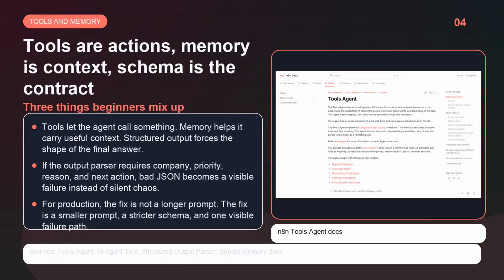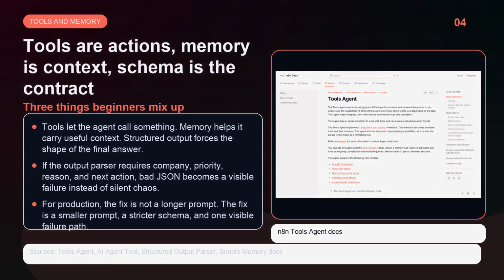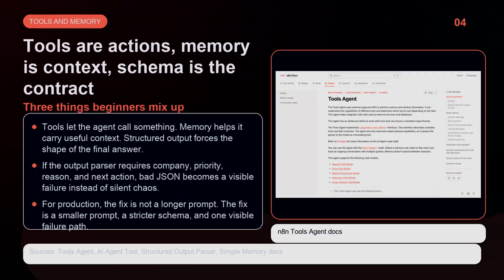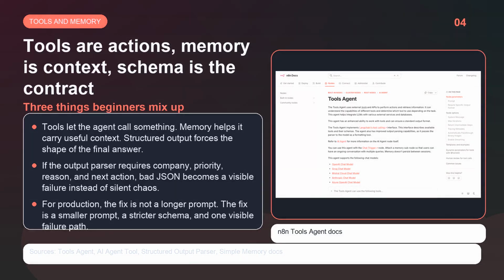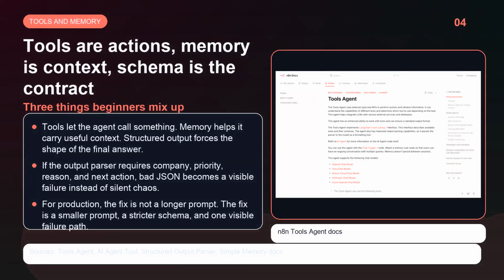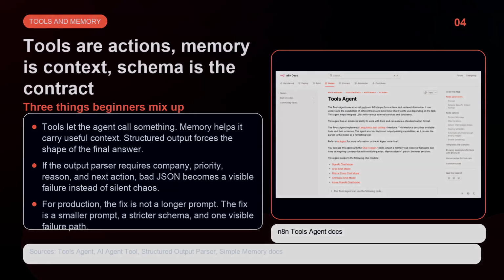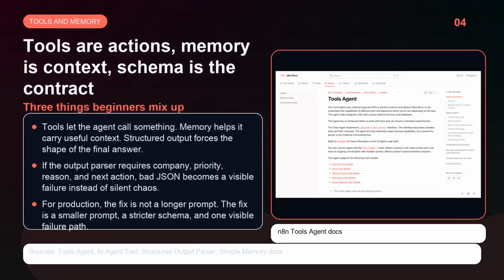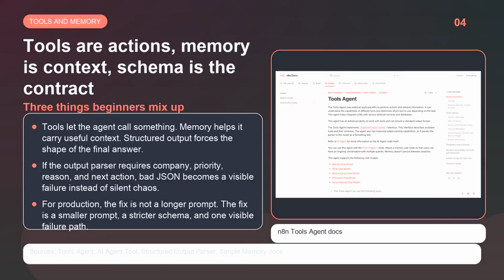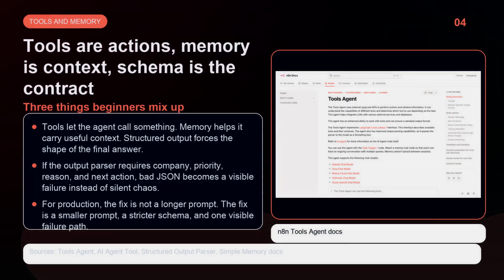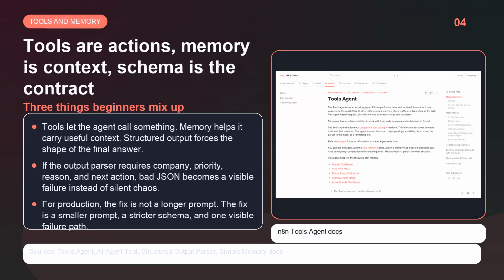Tools are actions. They let the agent call another workflow, search a system, or ask for more information. Memory is context. It helps a conversational workflow remember useful facts across turns. Structured output is the contract. It makes the next node safe because the next node gets a shape it can trust. A production agent needs all three, but not always in the same amount.